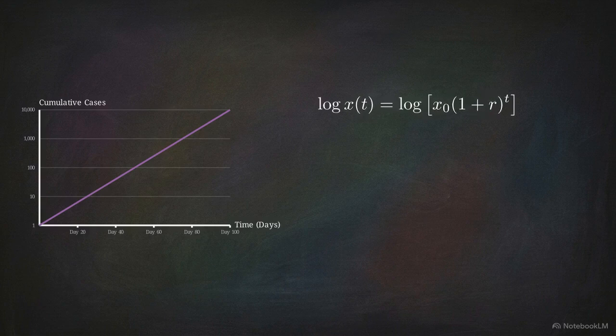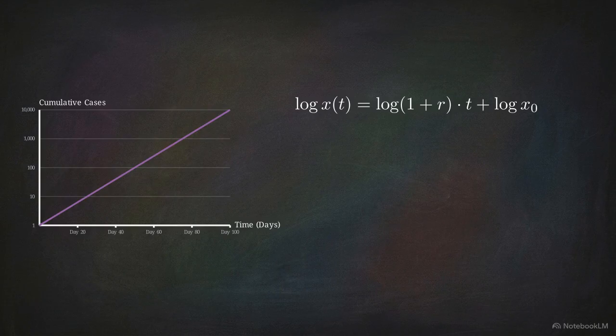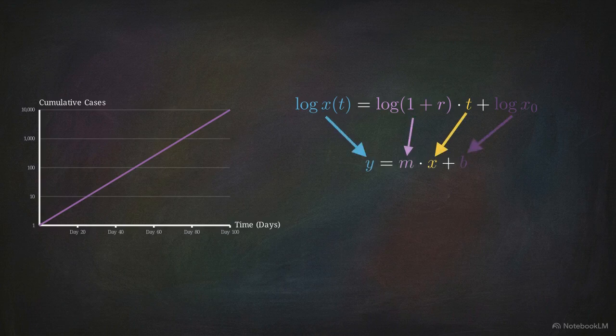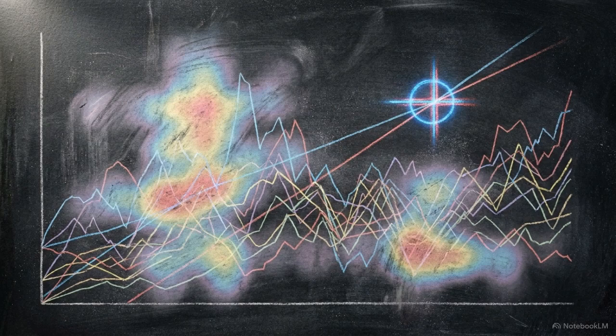The algebraic proof for this visual shift begins by taking the logarithm of both sides of the standard exponential growth equation. That transformation yields a linear equation, where the logarithm of x grows linearly over time t. The output perfectly matches the standard y equals mx plus b format of a straight line. The log linear plot serves as the essential diagnostic tool for verifying an outbreak's underlying mechanics and forecasting its short-term trajectory.